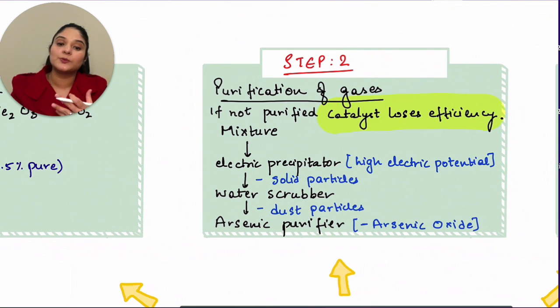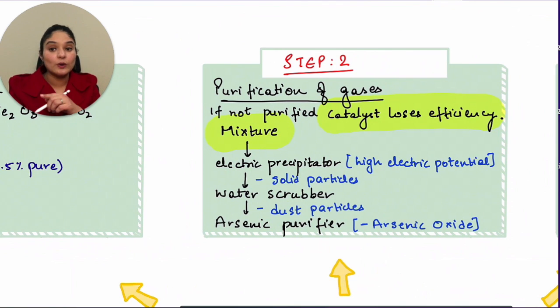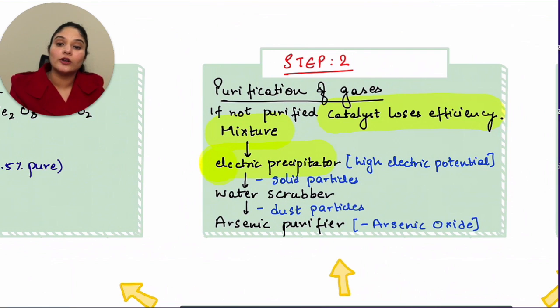Now how is the purification happening? You have the mixture, that is your SO2 and air, regular air. You pass this through an electric precipitator in which you have high electric potential. Due to the high charges present, you can get rid of any solid particles that are present as impurities in the mixture. So minus solid particles in this step.